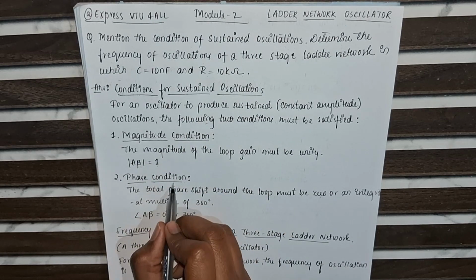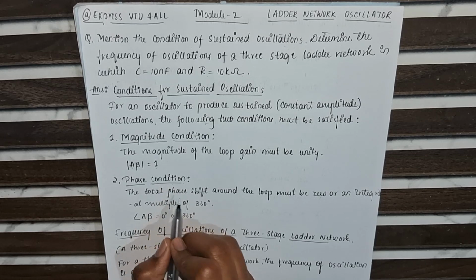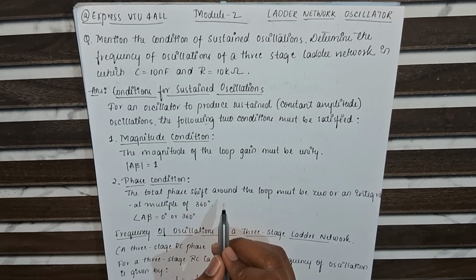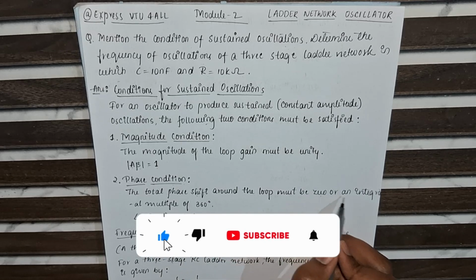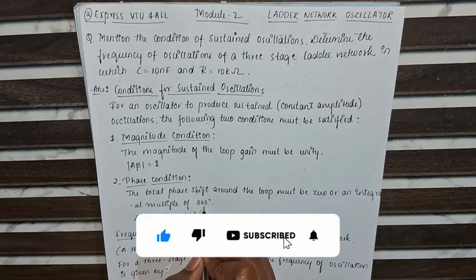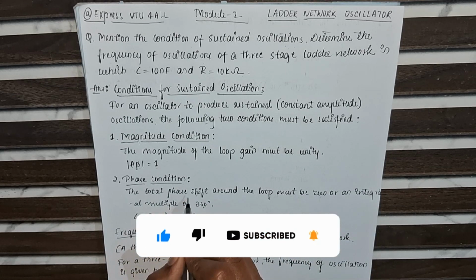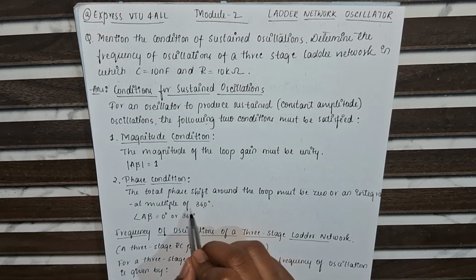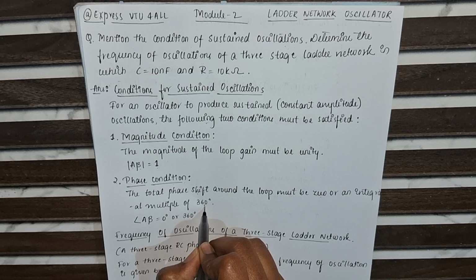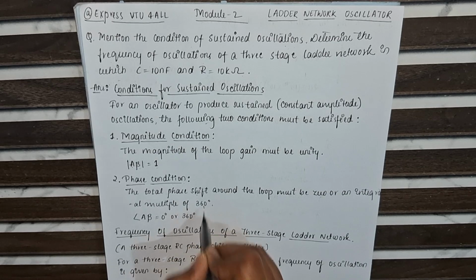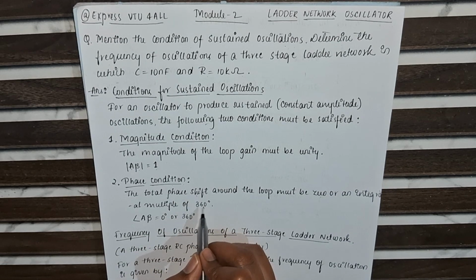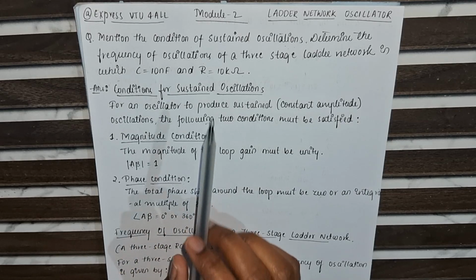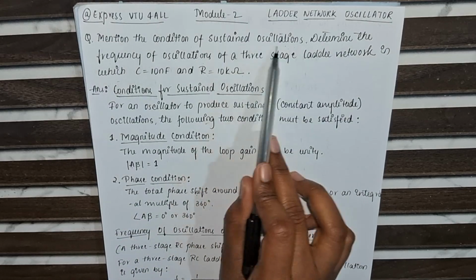The next condition is the phase condition. It is also called the phase shift condition. Here the total phase shift around the loop must be 0 or an integral multiple of 360 degrees. Means the total phase shift around the feedback loop must be 0 degree or 360 degree. This means the feedback signal is in phase with the input signal, so the oscillation can continue. These are the two conditions to satisfy sustained oscillations.